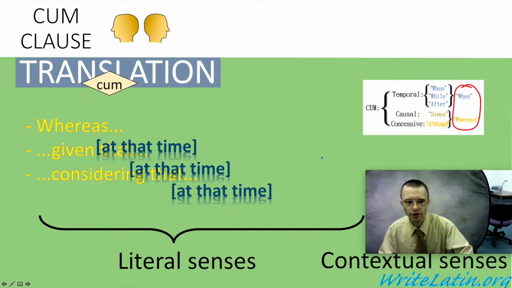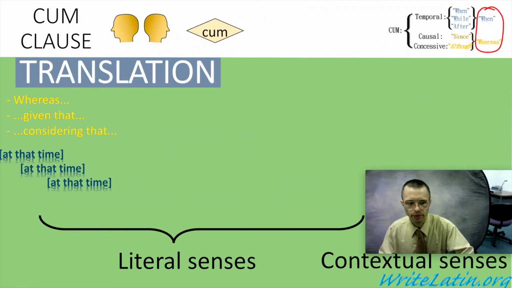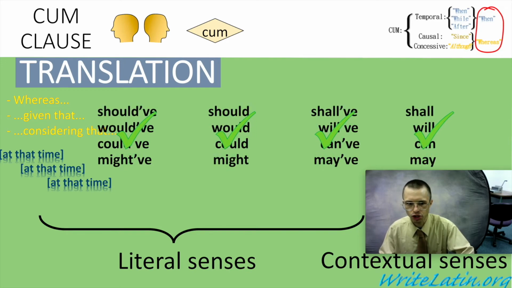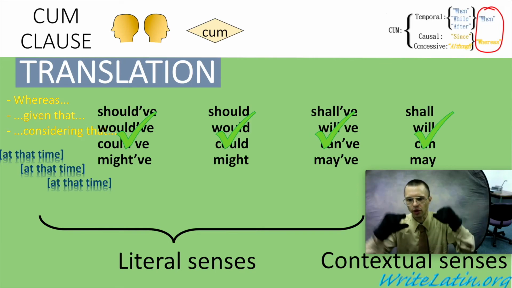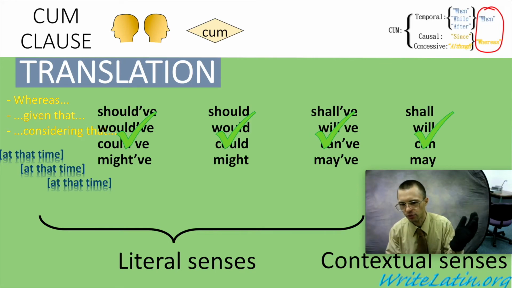All right, so there are your meanings of CUM. We'll put those up there. And now let's go into the understanding of the subjunctive verb inside the CUM clause. Any of these will work. Any tense of the subjunctive, any SH, W, C, or M form of the verb. I encourage you to use these all the time in your subjunctive clause.